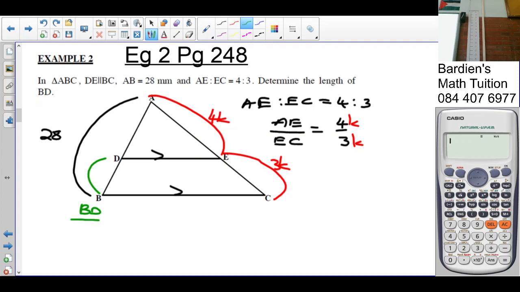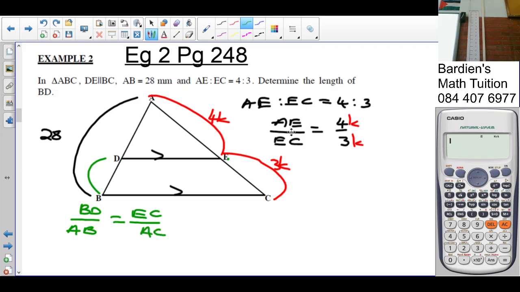Do you think we're going to go with AD? No, why? There's nothing there. I'm going to go with AB. Yes, why AB? Because we know that is 28. And this is equal to what? So BD over AB is equal to EC over the whole length, which is AC.